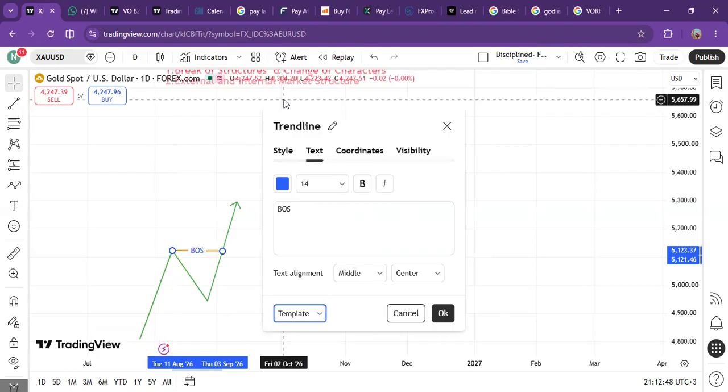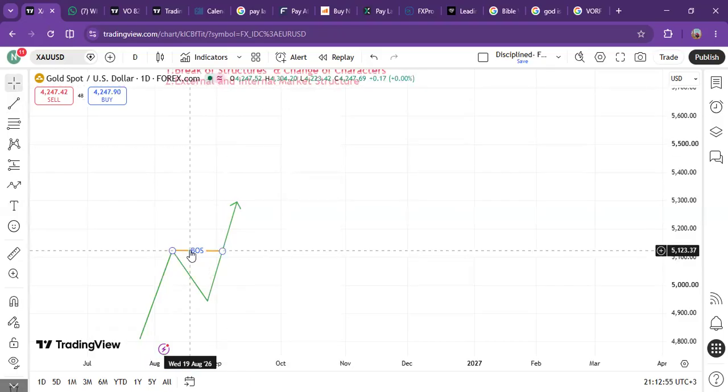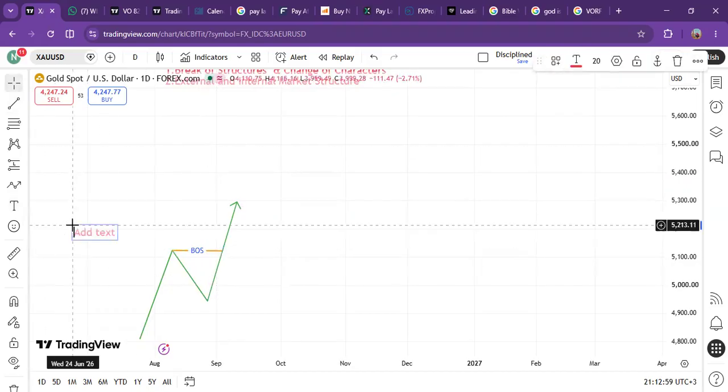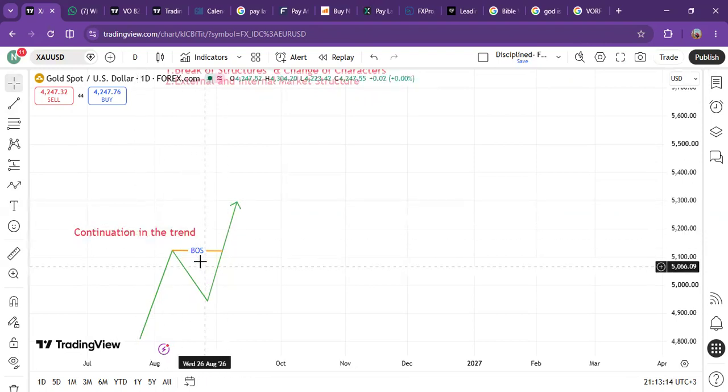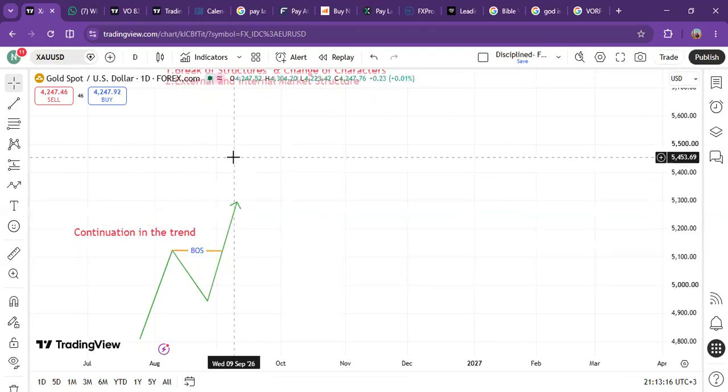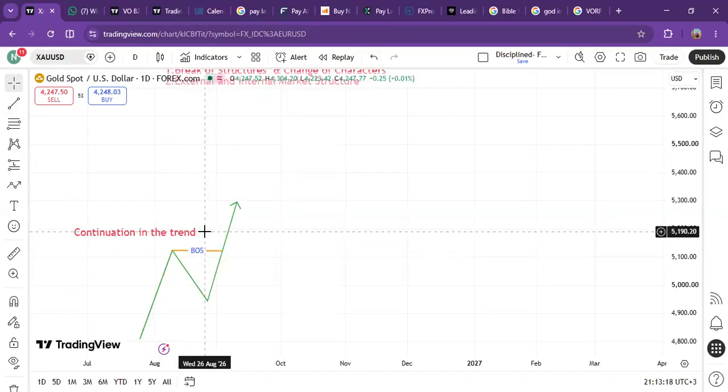So what is a break of structure and what does it signify? So the break of structure here signifies continuation in the market structure, or wherever the trend. So it's continuation in the trend. That's what a break of structure signifies. It shows that if you're on buys, you're on a clear uptrend. It shows that buyers are willing to continue pushing higher.